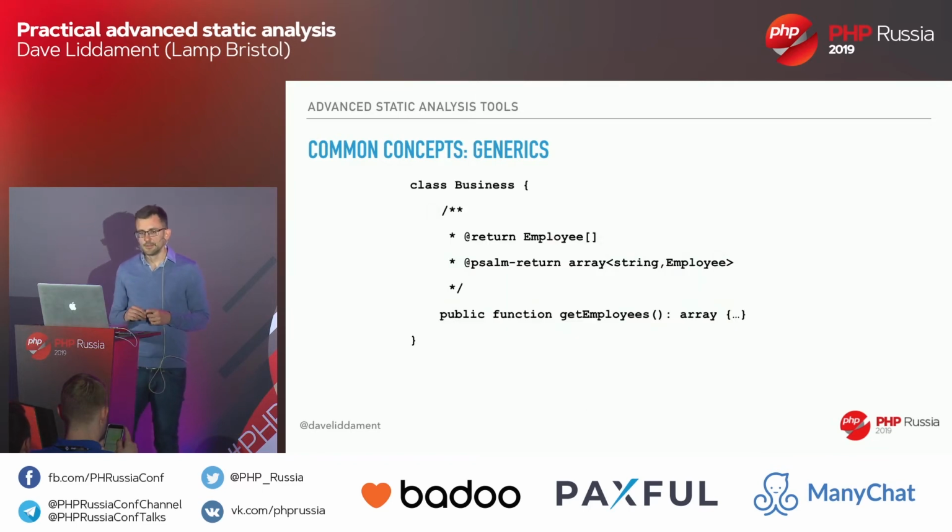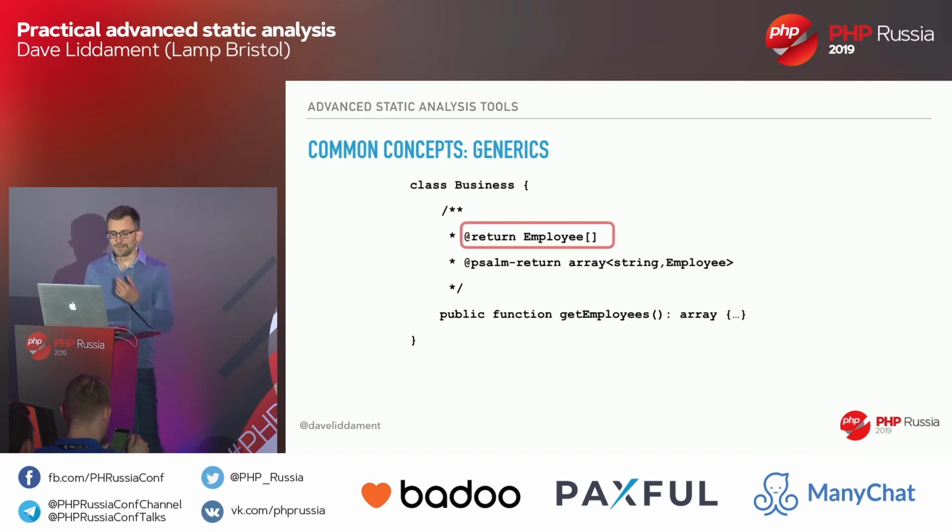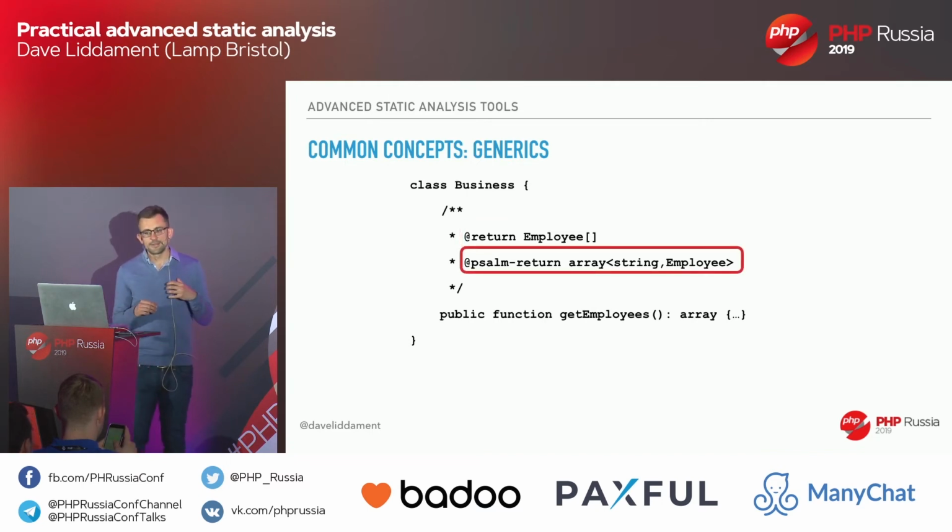Fortunately, it's not a choice we have to make. What we can do is leave in our annotation that says @return employee, and Psalm understands that, and PHPStorm understands that. We can add in this extra annotation called psalm-return, and this is in the format where we actually give the extra information about what the key is in the array.